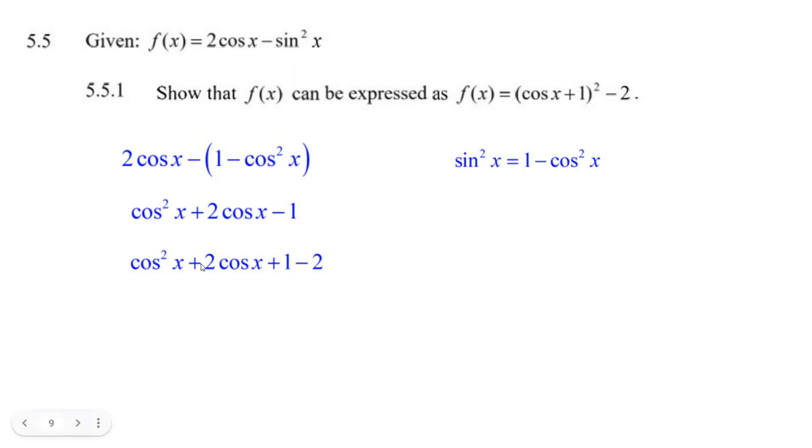Well, what's cos squared plus 2 cos x plus 1? That's really cos x plus 1 squared. And you do FOIL on it, and you get to there. That's a little tricky, but that's the story. That's what we got here.